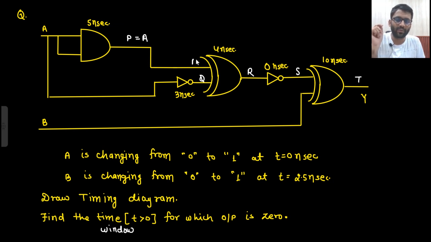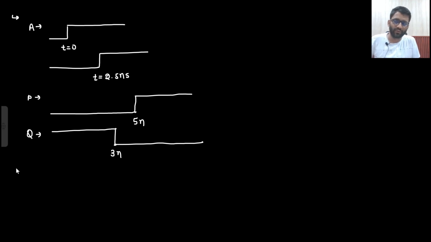Now what I need to do? XOR of these two. P XOR Q. So first I will do the XOR. So this is 1, this is 0. So 1 I will get. Then 0 XOR 0, 0 I will get.